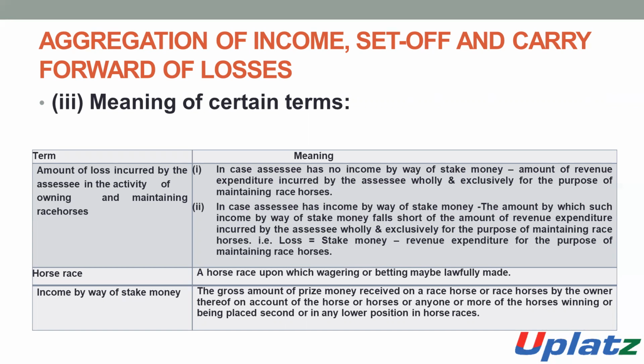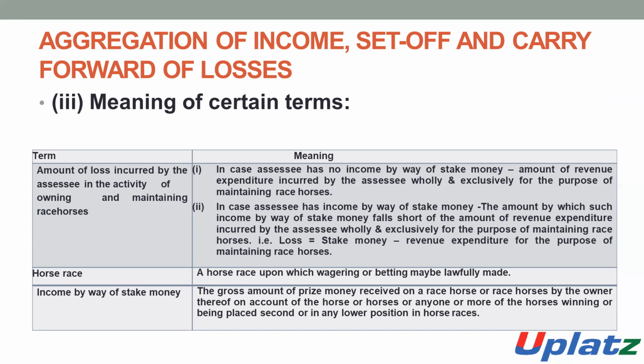Number 2, in the case when the assessee has income by way of stake money, the amount by which such income falls short of the amount of expenditure, meaning the stake money is less than the expenditure, is the amount of loss from the activity of owning and maintaining race horses.